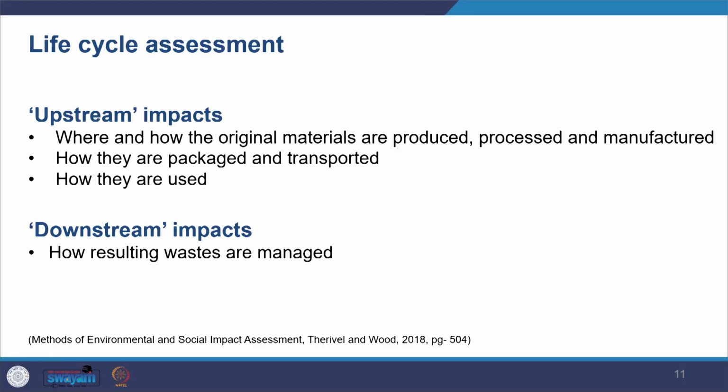Upstream impact would mean where and how the material is produced, how it is processed, how it is manufactured, how it is packaged, how it is transported, and how it is used. So that is the upstream impact of the project.